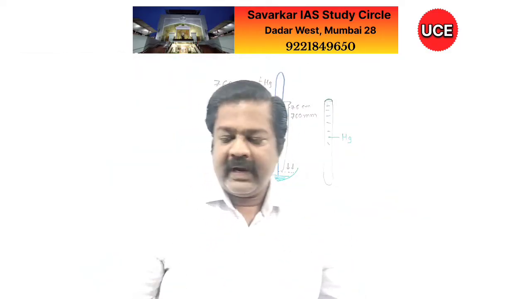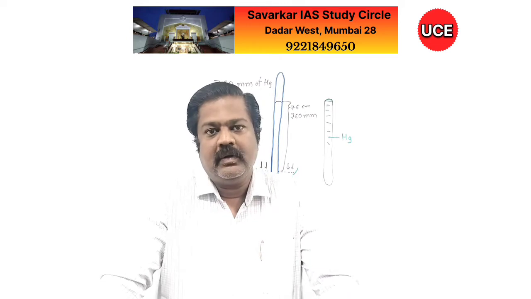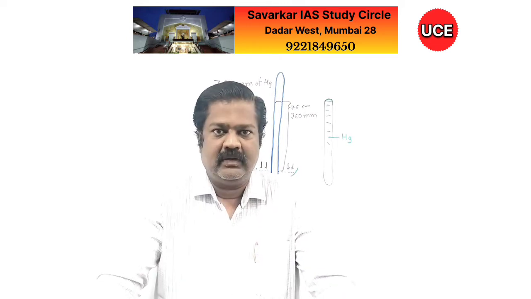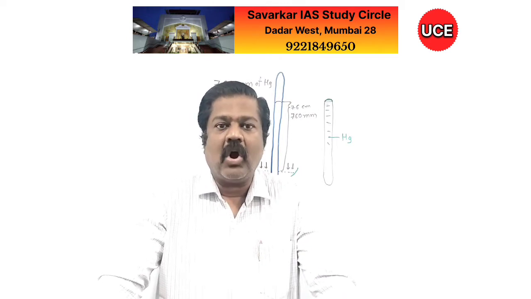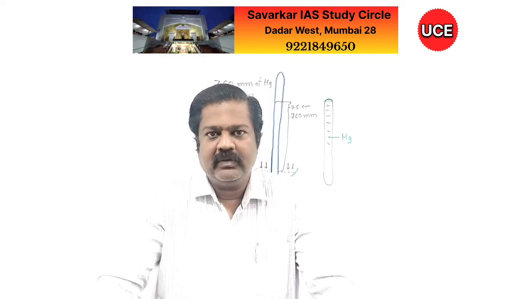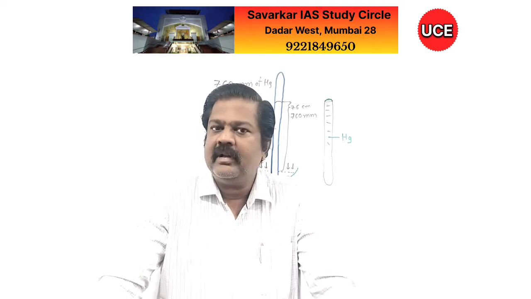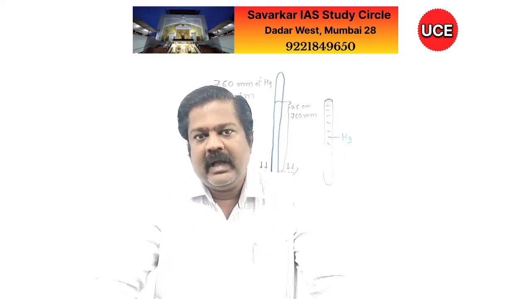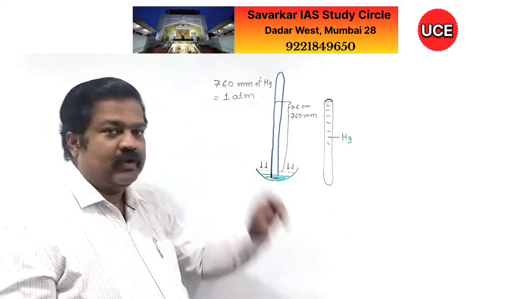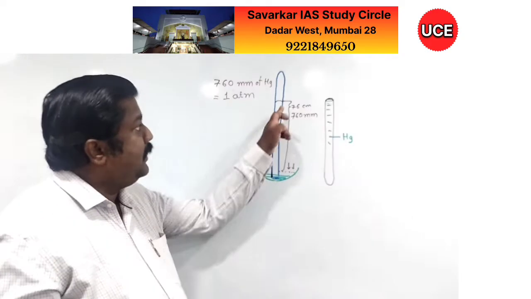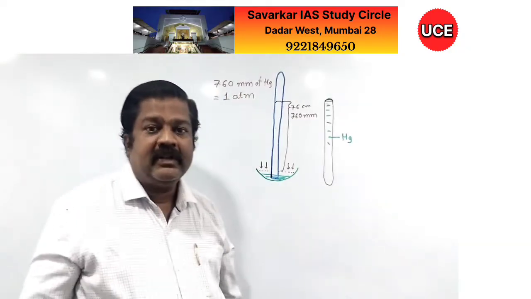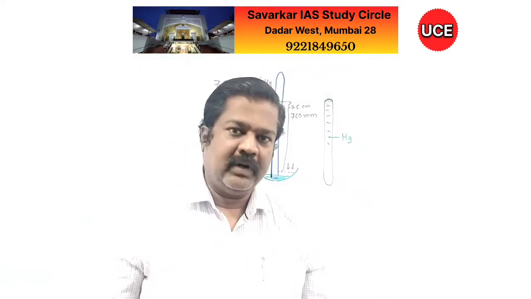You are aware that as we go to higher altitude, pressure will decrease. That's why a lot of changes occur. But right now we are just considering the barometer and how pressure is calculated here. On a barometer we get pressure in terms of 760 mm of mercury.